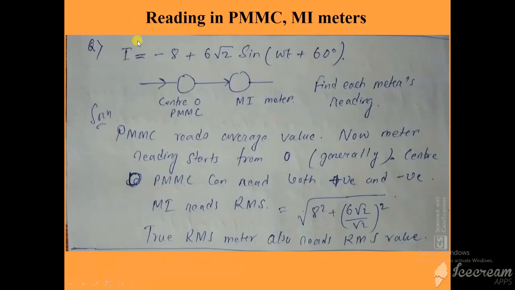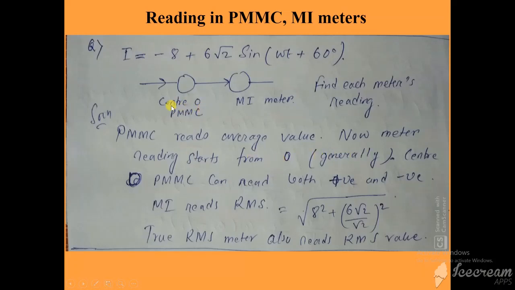As I was telling, here the current expression is directly given: minus 8 plus 6 root 2 sine of omega t plus 60 degree. This current is passed through a center-zero PMMC first, then through a moving iron meter, and we need to find each meter's reading. PMMC reads the average value, we know. If the meter starts from 0, then this AC part the PMMC will not read, and it cannot go to the negative part, so in that case it will read 0.